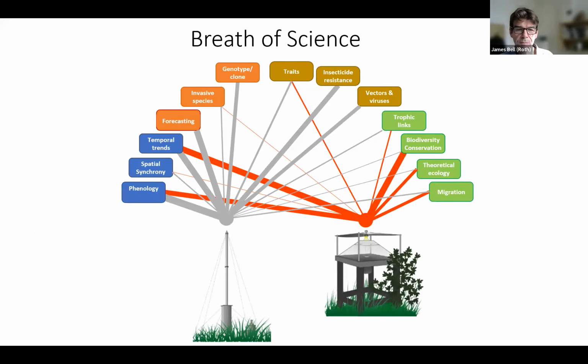Now, together, when you combine the science that they do, we cover a huge area from theoretical ecology, trophic ecology. In fact, I'll show later how Hannah Romanowski is doing work on bats and insects, and biodiversity conservation, for example, probably close to all of your hearts. But I also do fundamental research on insecticide resistance and how viruses are transmitted and what the threat is to agriculture.